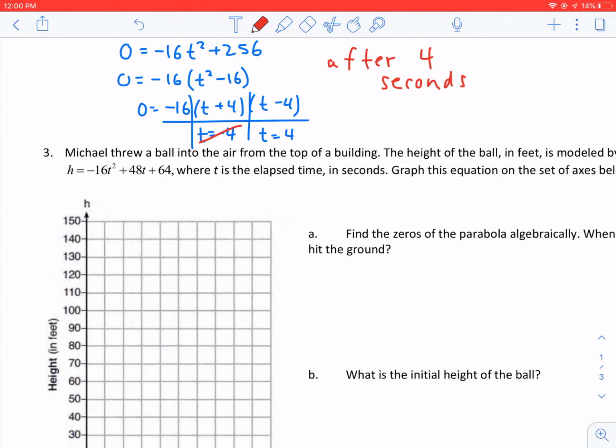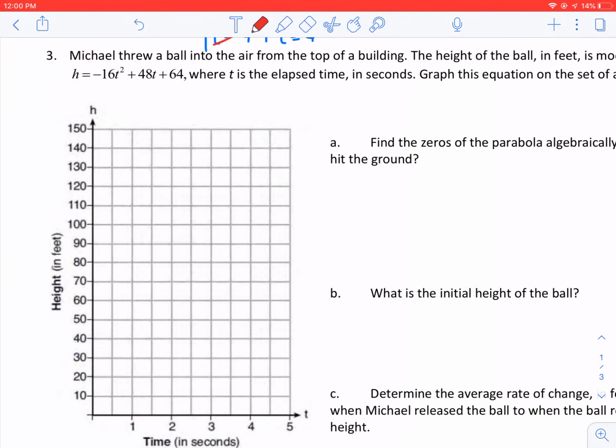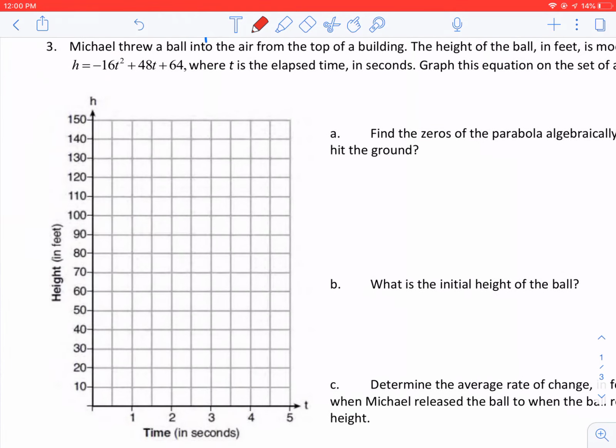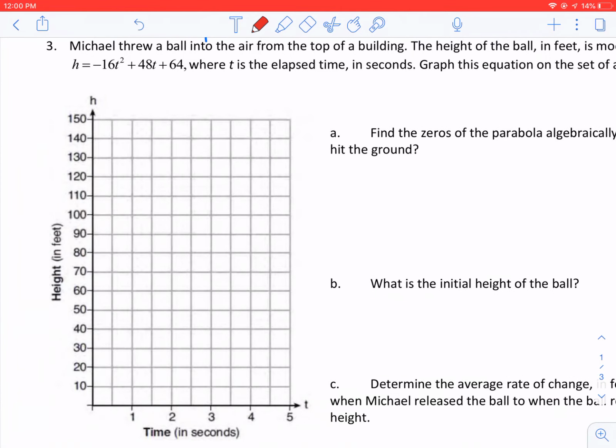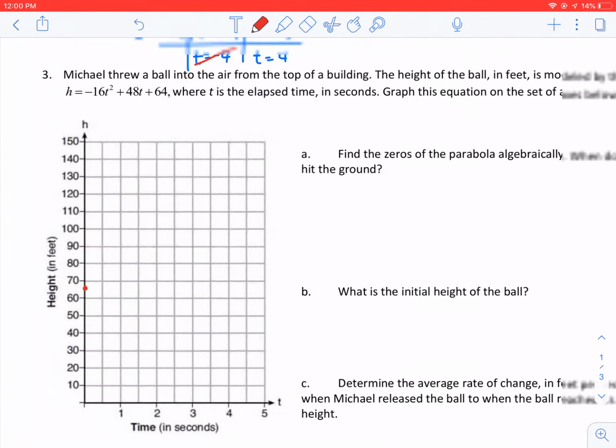Alright, so number 3 here. Michael threw a ball into the air from the top of a building. Its height is modeled by that equation, where t is the elapsed time in seconds. Graph this equation on the set of axes below. I would recommend typing this into your calculator and pulling up the table, Control T, and plotting all those points. So let's actually do that first. If you do that, you should get the point 0, 64.